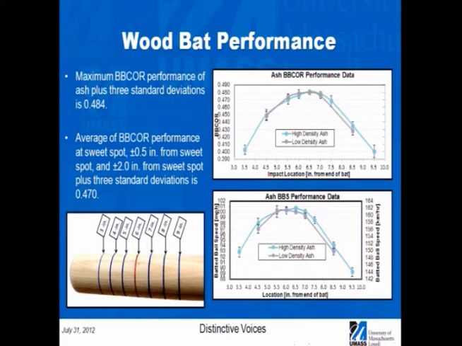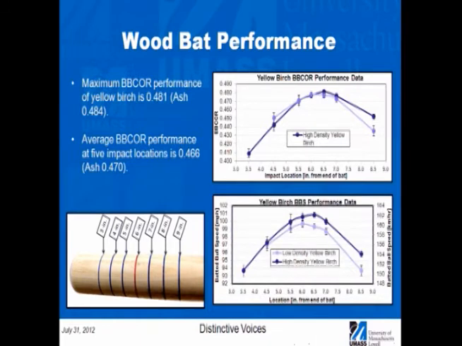And we basically came up with what ash is typically used as the baseline standard. Ash hit a maximum of about 480, but with the standard deviations taken into consideration, they maxed out at 484. So that is now considered the limit for any new species. If we look at the average performance over this region, looking at the sweet spot plus or minus a half inch and plus or minus 2 inches of the sweet spot, we get a limit at about 470 in terms of BBCOR.